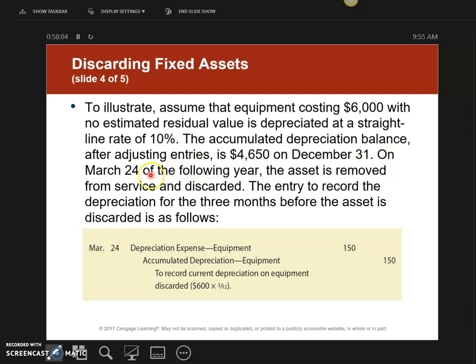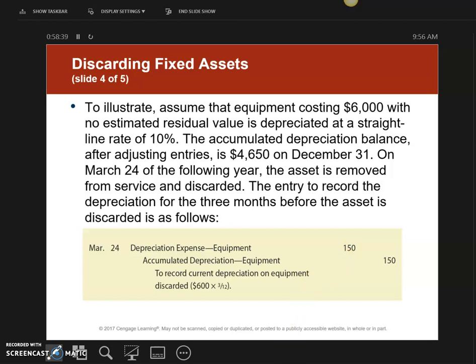We decide on March 24th of the next year we want to get rid of it. So we have to update depreciation for 3 months. Remember, if it's after the 15th of the month, it's for the whole month. So I have to do my depreciation for 600 times 3 months out of 12. I need to update depreciation first, okay? Then I'm going to get rid of it. Once I do this journal entry, my accumulated depreciation will be this plus this, which would be $4,800.